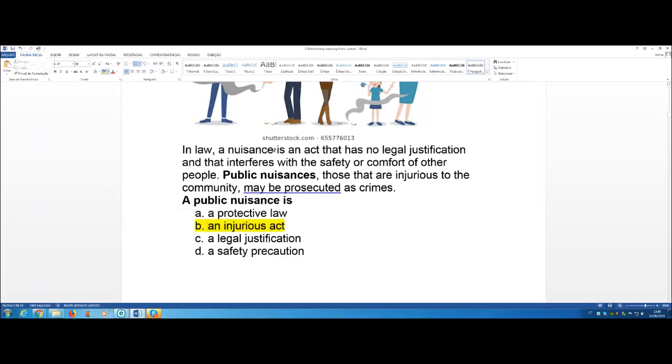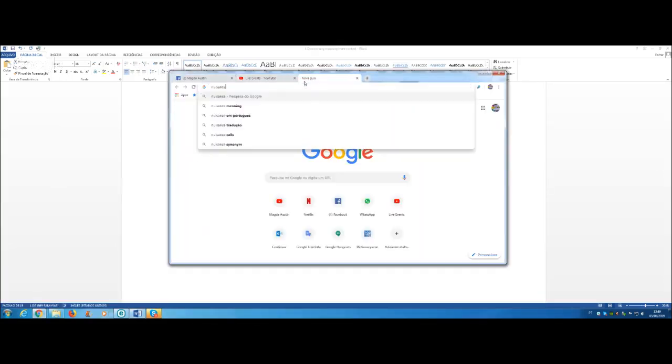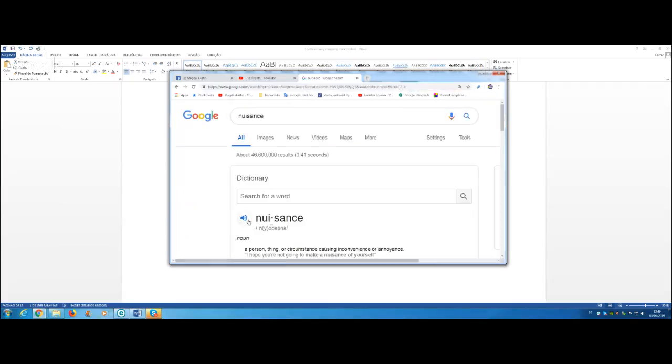Here they are defining nuisance. By the way, let me make sure they're pronouncing this word correctly. It's always good to work on our pronunciation. Here we go. Nuisance. Nuisance. Nuisance. You did a great job.